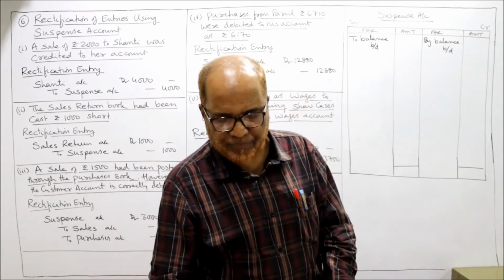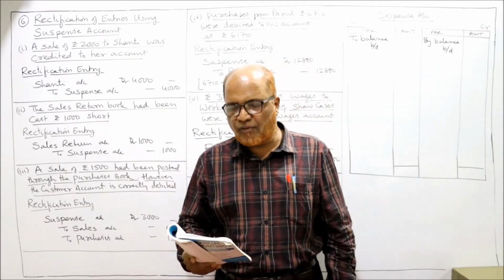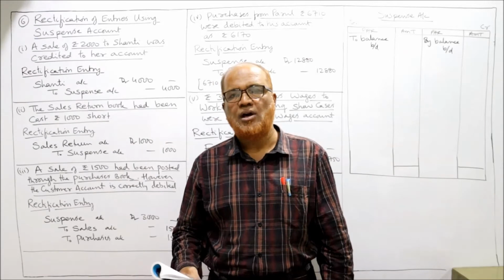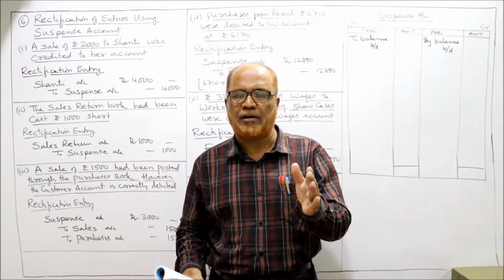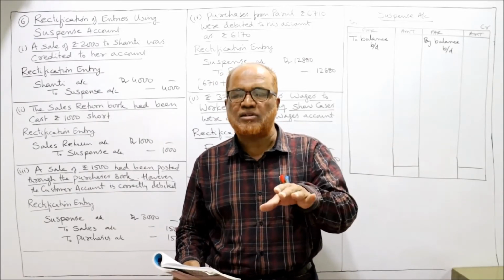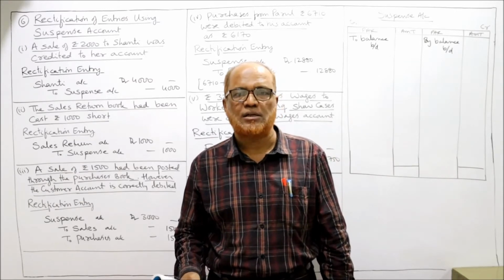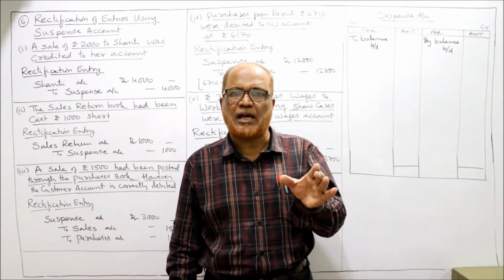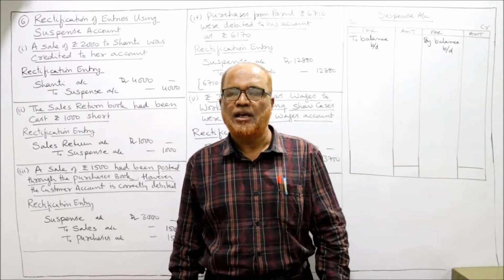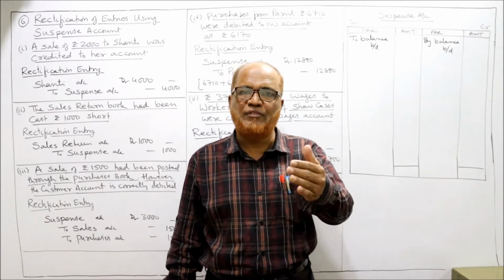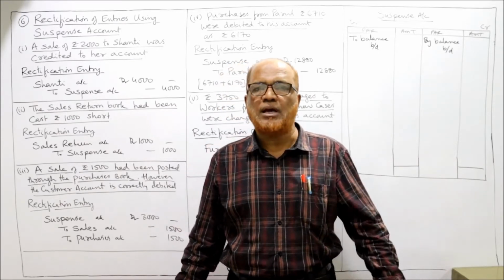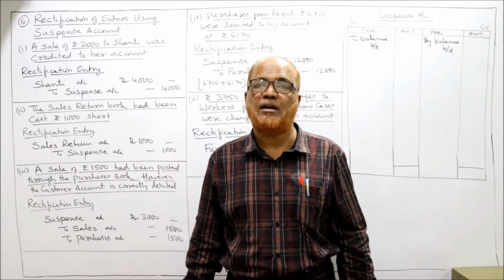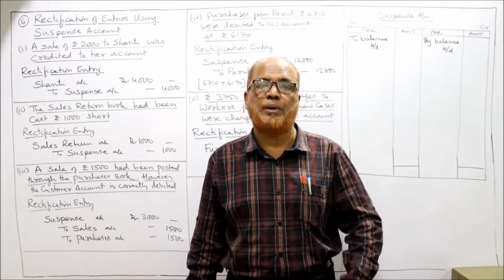Now I am reading out the 6th problem. The following errors were detected after the preparation of trial balance. See here, already trial balance was prepared, and after preparing the trial balance, some errors were noticed. Normally, before making the trial balance itself, we find out if errors are there, and if there are errors, we rectify them before making the trial balance. Sometimes we are in a hurry in tallying the trial balance because we have to prepare the final accounts. We cannot prolong preparing the final accounts.